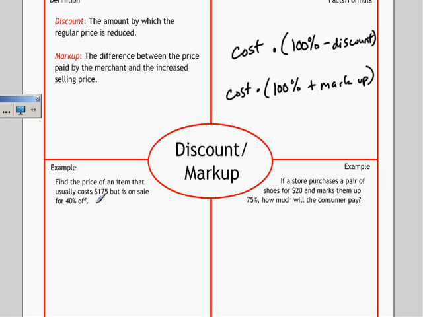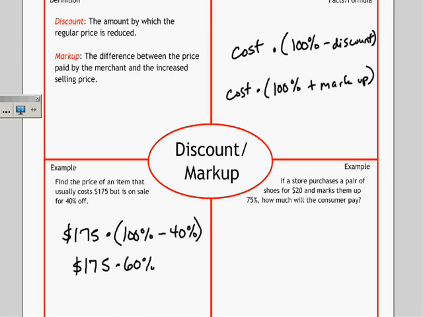So the first example, find the price of an item that usually costs $175 but is on sale for 40% off. So I'm going to multiply that by 100% minus 40% because we don't have to pay for that 40%. If I were to rewrite this, $175 times 60%. And that would give you the final cost of the item.